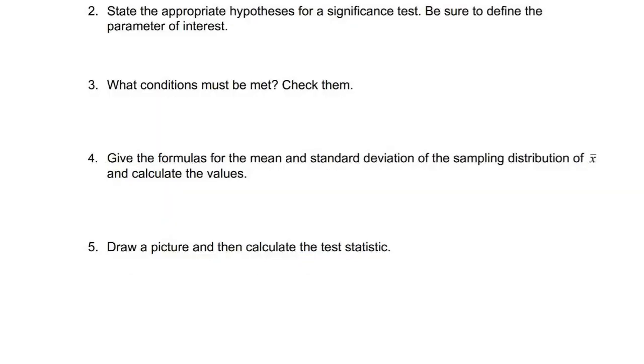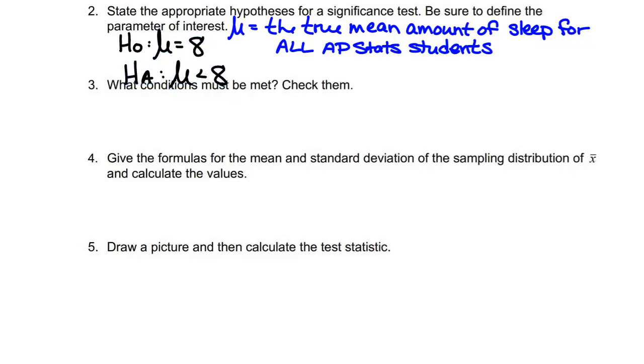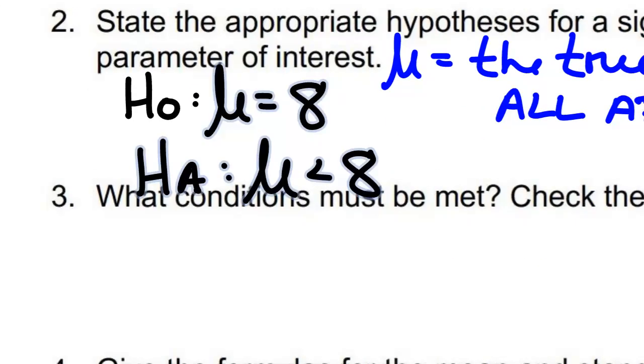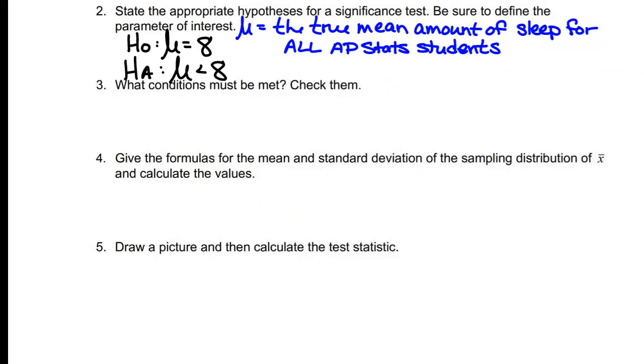All right, let me see if I can get this up higher on the screen here. There we go. What conditions need to be met? Random, independent, 10%, normality. I would like you to check those conditions. I'll give you about a minute and a half to check conditions.